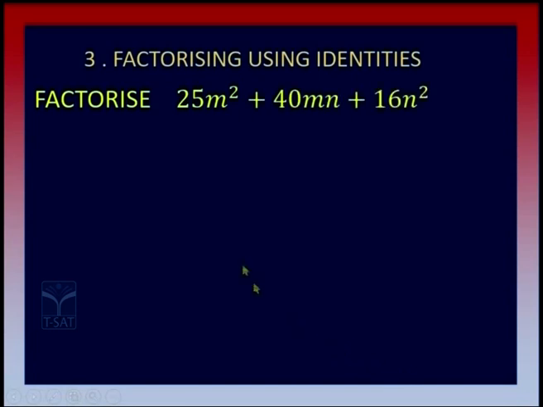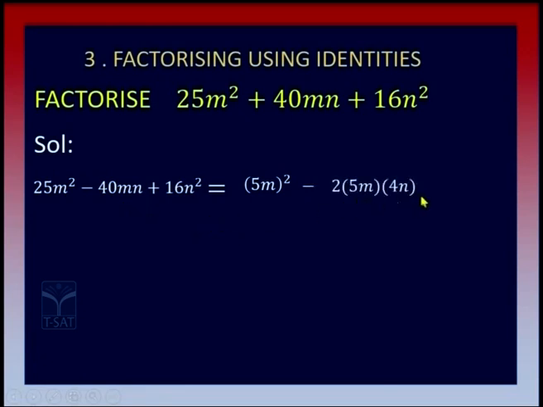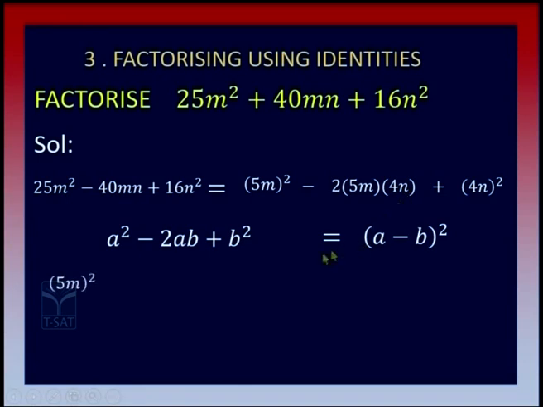Now we observe another question. 25m square minus 40mn plus 16n square. So I can write 25m square as 5m whole square, minus 40mn as 2 into 5m into 4n. And by seeing this, you have to get one identity in your brain. What is that? A square minus 2ab plus b square. And we have just seen how we can write this a square minus 2ab plus b square as a minus b whole square.